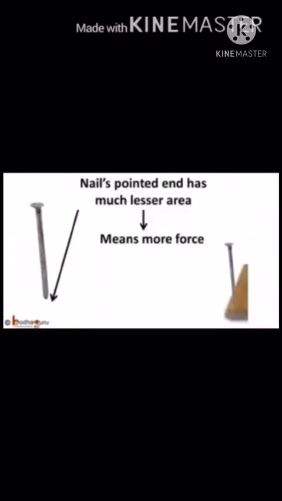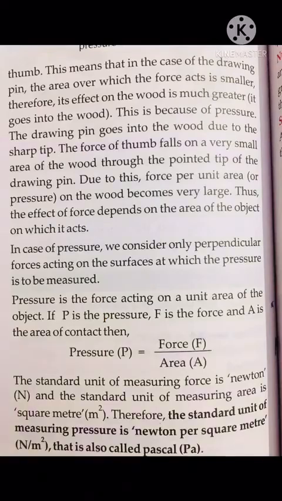This is because of pressure. The nail's pointed end has much lesser area. Lesser area means more effect of force. The force of thumb falls on a very small area of the wood through the pointed tip of the drawing pin. Due to this, force per unit area on the wood becomes very large. Thus, the effect of force depends on the area of the object on which it acts. Less area, more effect of force. More area, less effect of force.